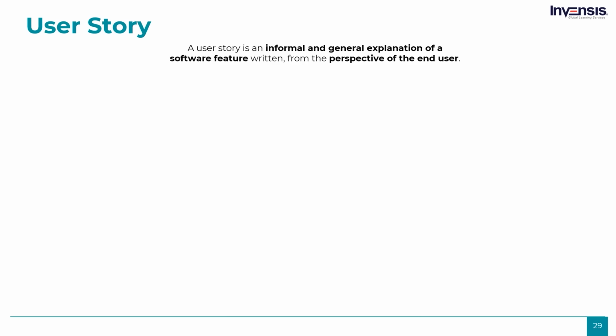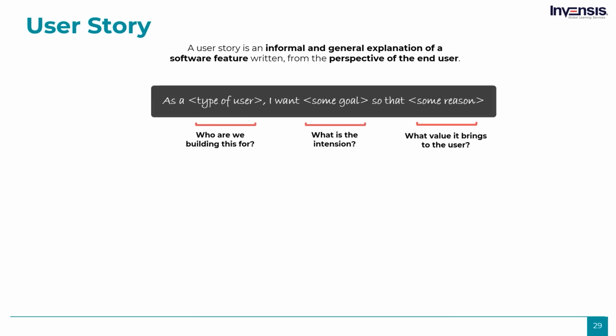User stories. A user story is a tool that captures an informal and general explanation of a software feature written from the perspective of the end user. It basically is an informal description of user requirements, spoken in plain English. A user story basically involves 3 things: a persona, an action, and a benefit. Here are some examples of a possible user story.